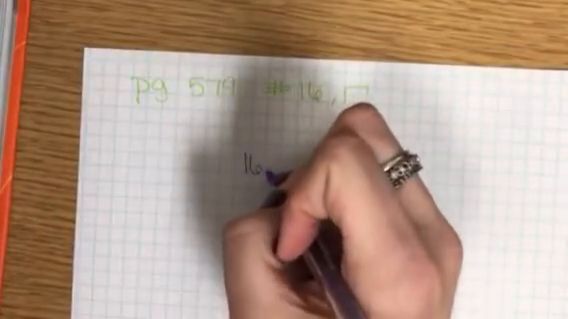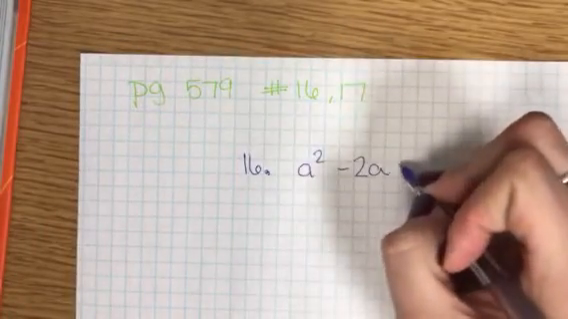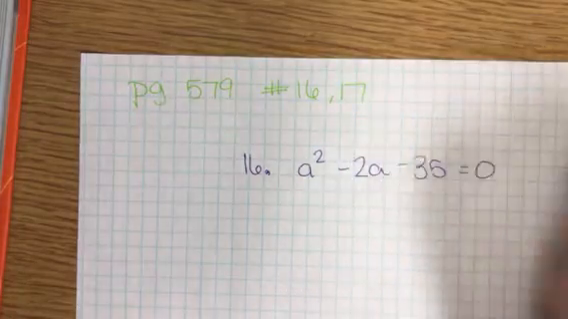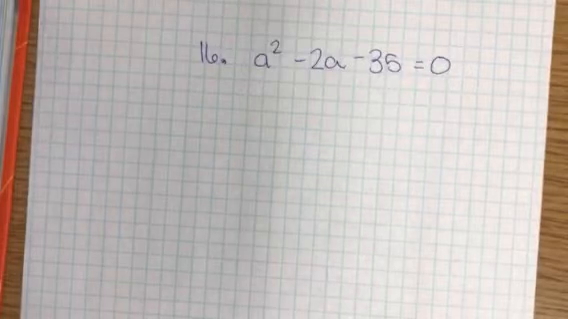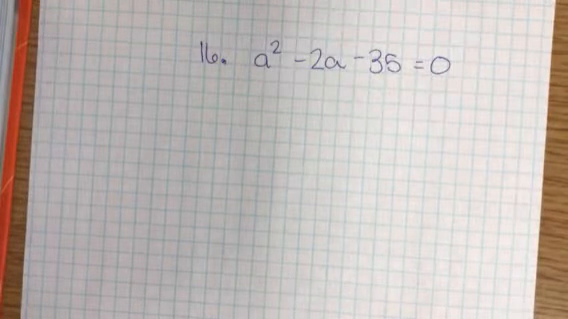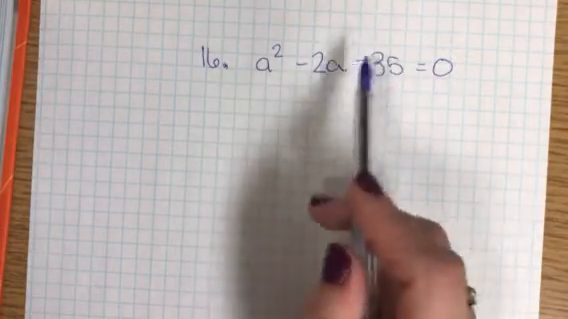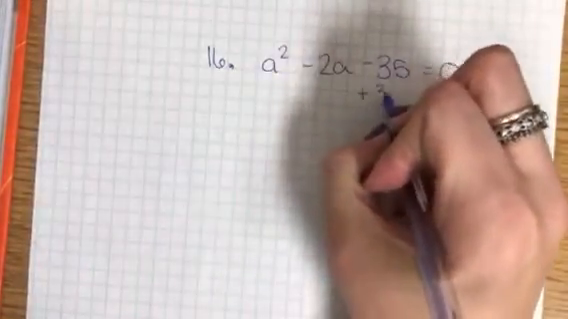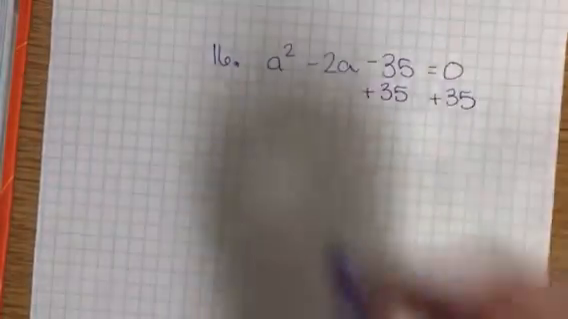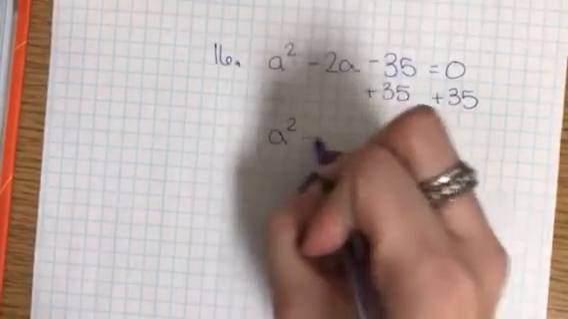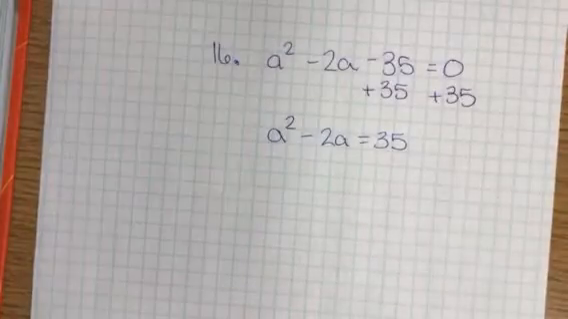So if we start with number 16, we have a squared minus 2a minus 35 equals 0. Okay, so if we look at this problem, this is currently not set up in the appropriate form for completing the square, right? We need it to have 1 here, our bx here, and then not our c here. So that's the piece that we're missing. So we said we would move that by using the inverse operation and getting it to the other side. So a squared minus 2a equals 35. Okay, we are now in the correct format.